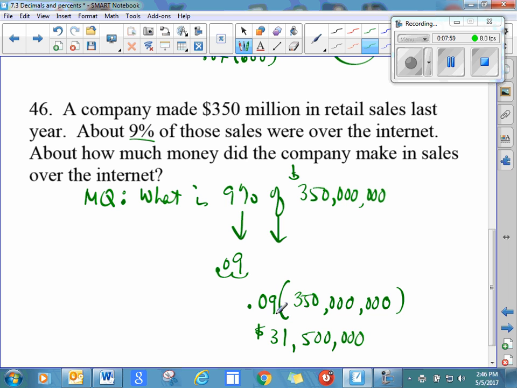So, that doesn't seem like it's too high to me. Let me multiply this one more time and see if I did this right. 9%. That's right. So that's almost 10%, and 10% would have been 35 million. So, yep, it's right. So this is a short video.